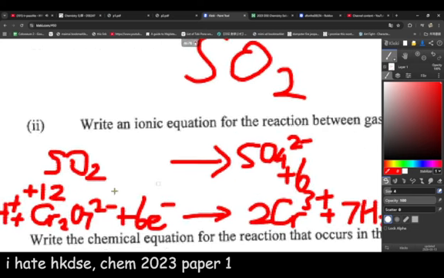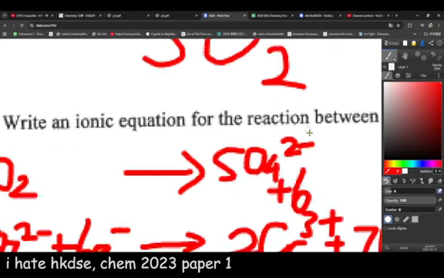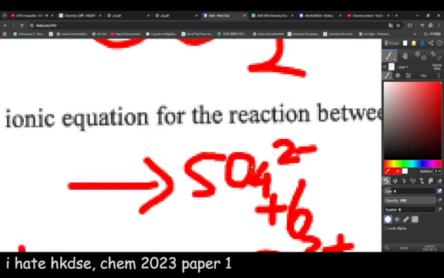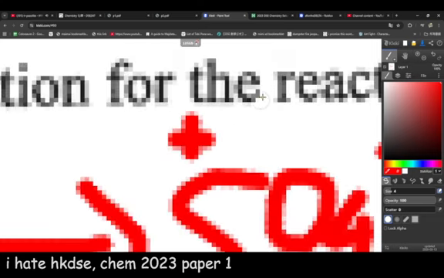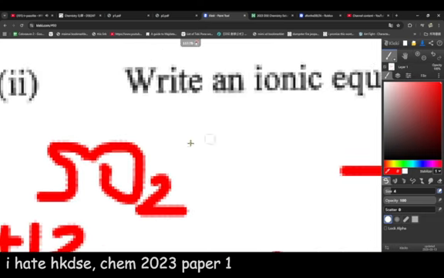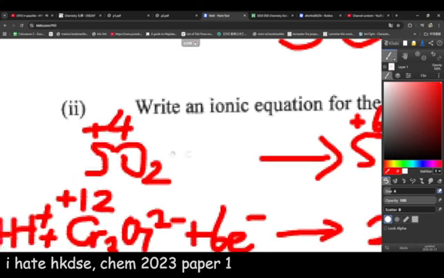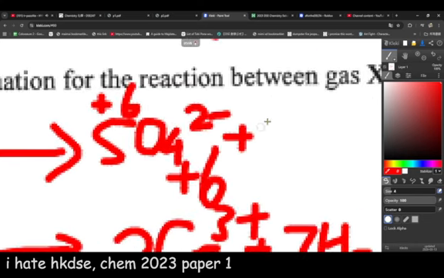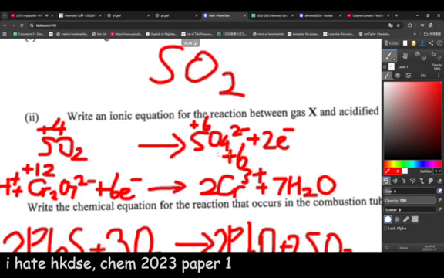Just count the oxidation number again, okay? Minus 2 times 4, minus 8, so negative 2 plus 8, 6. This is plus 6. Negative 2 times 2, negative 4 plus 4. So the electrons go on this side this time.